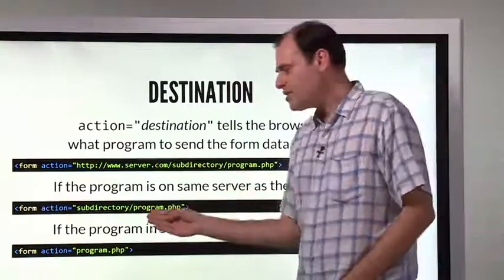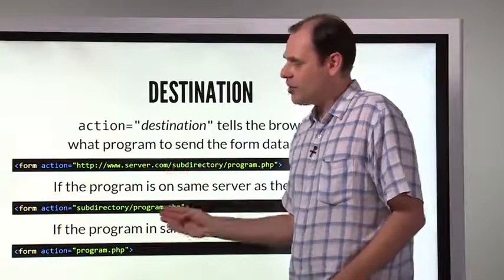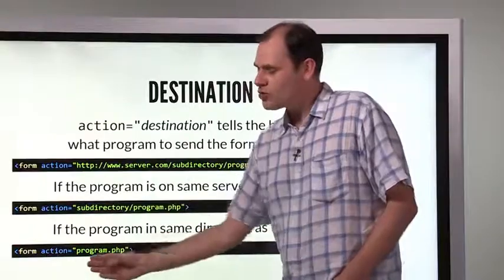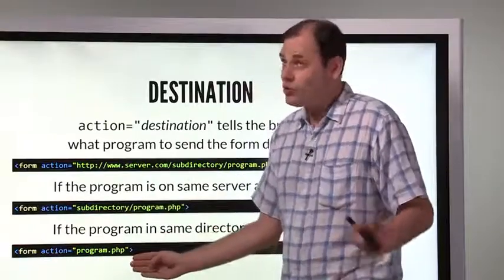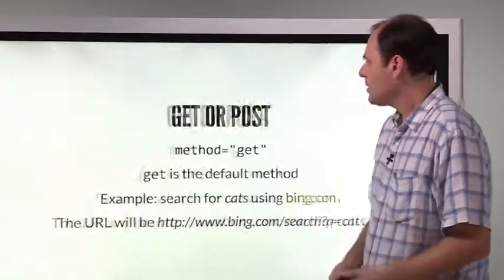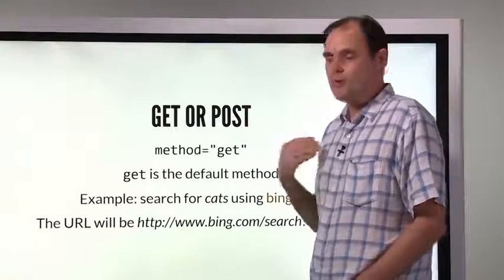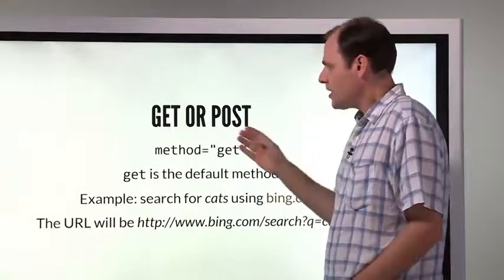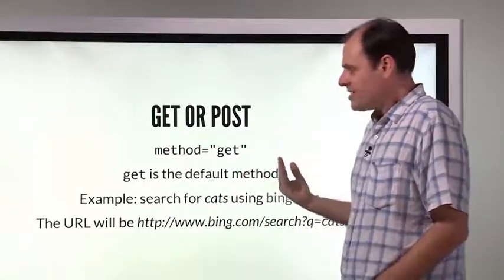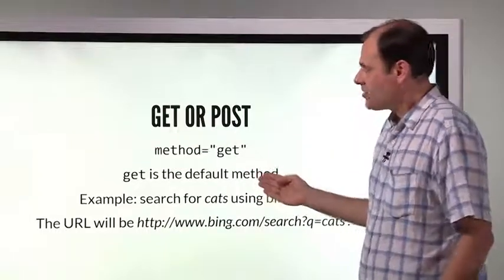Now, possibly the HTML program and the PHP program are in the same directory on that server. If that's true, then you don't even need to write the directory name or server name. You just write the program name, and it will give all the data to that program in the same directory as the HTML file. Now, what about get or post? We'll look at this in more detail later in other videos, but very briefly, the method is get. That is the default method. So if you don't write anything at all, it will use the get method.